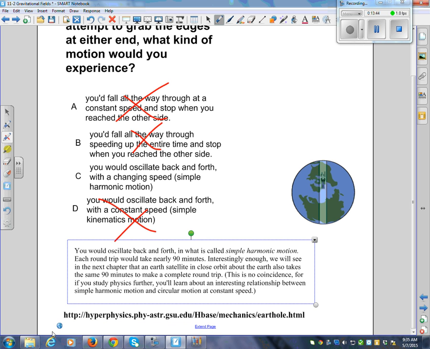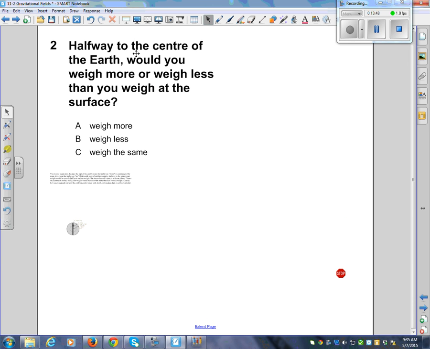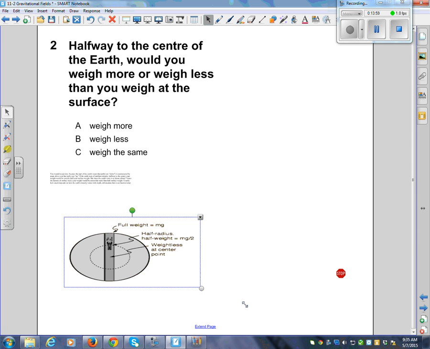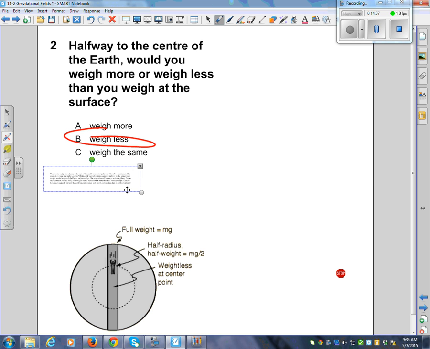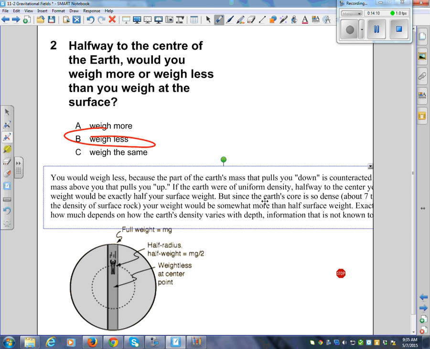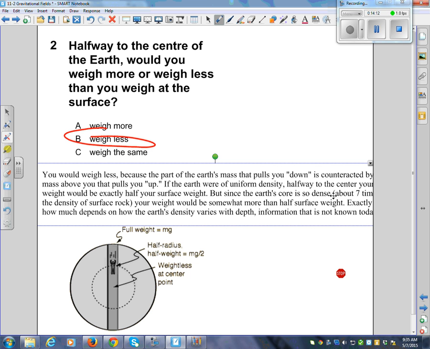I wonder what's here. I'll click there and I'll go on to the next page. Halfway to the center of the Earth, would you weigh more or less than you weigh at the surface? Halfway to the center. Would it be more, less, or the same? Half radius, half weight. You would weigh less because part of the Earth that pulls you down is counteracted by the mass above you that pulls you up. Okay?